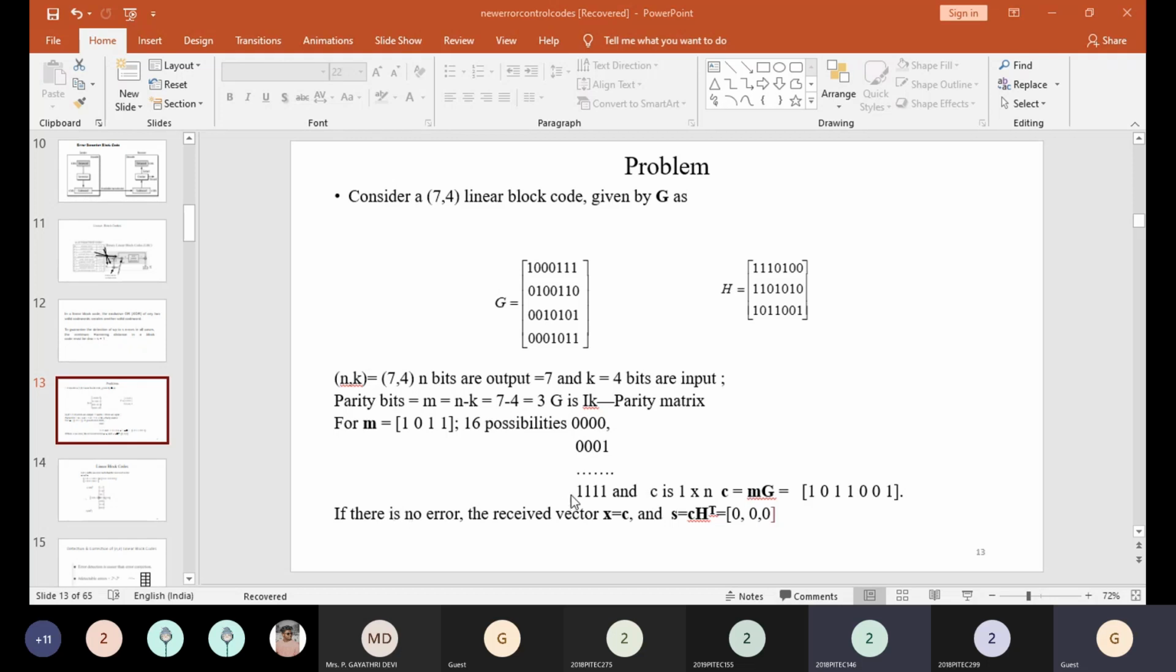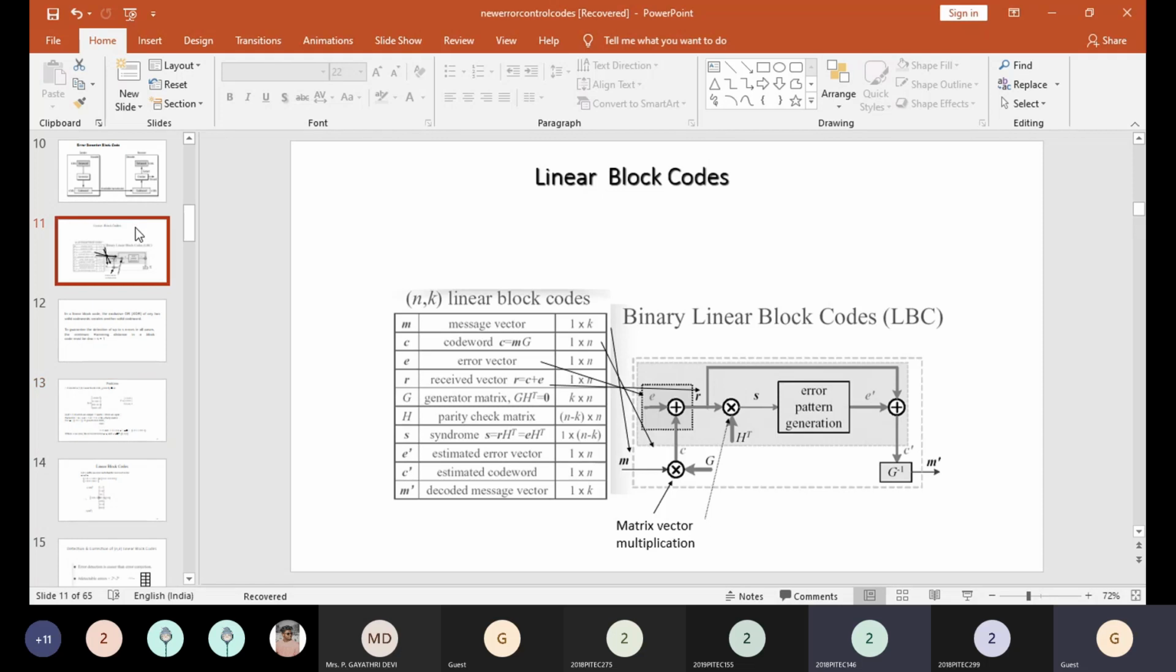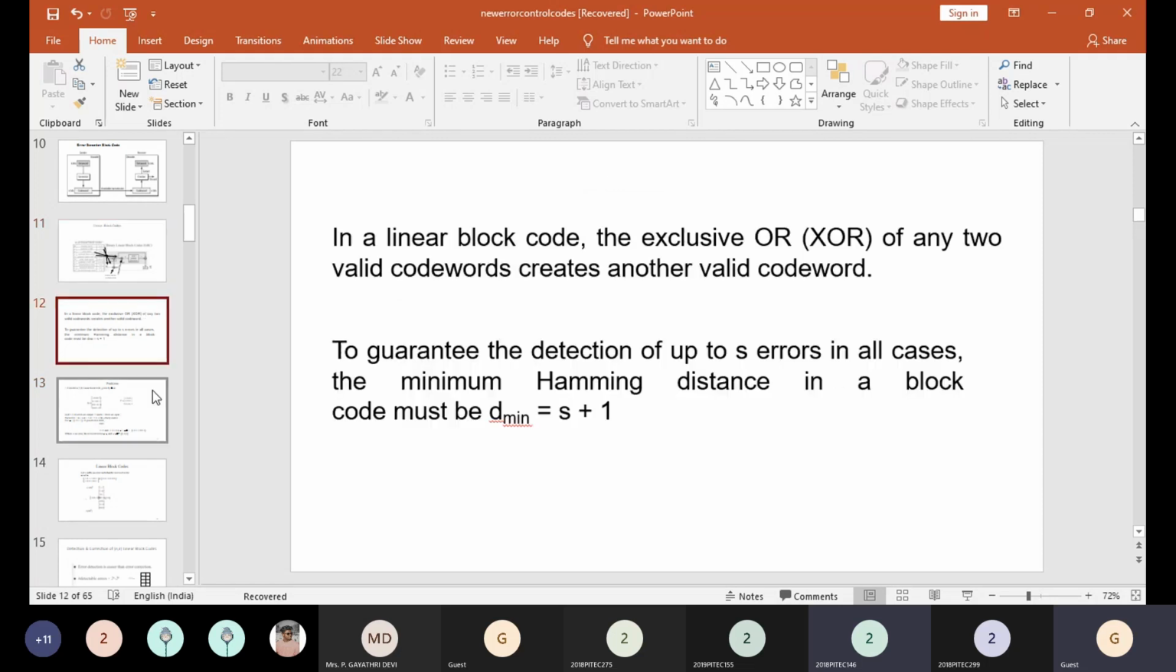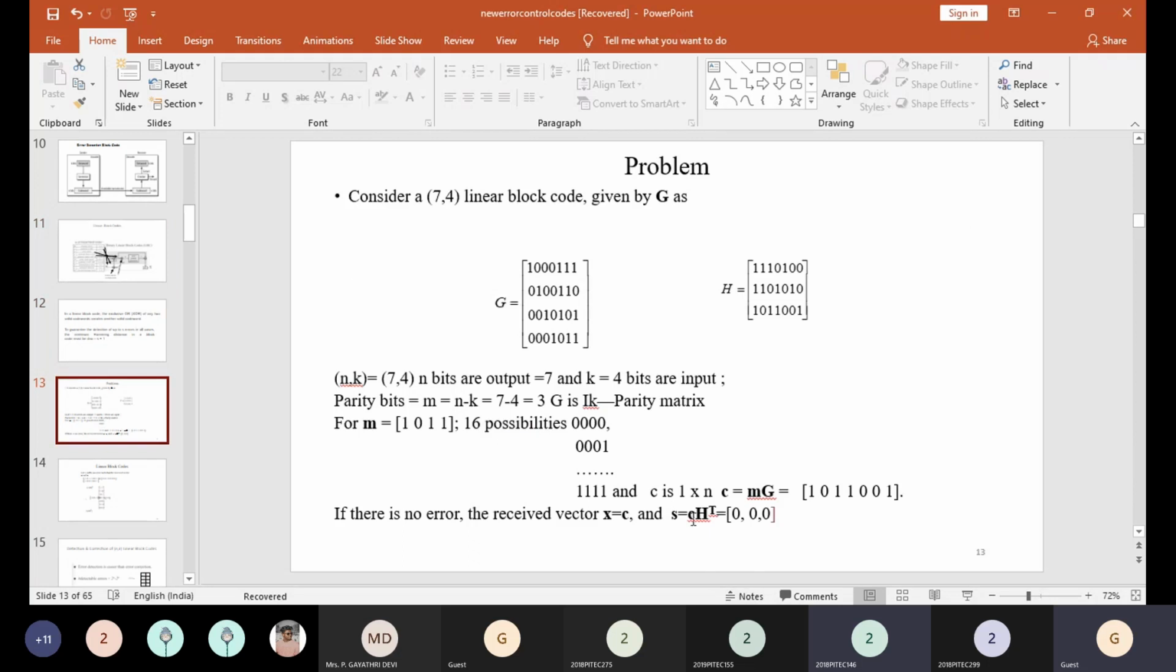If there is no error, then the received code vector x will be equal to c. Then you find the syndrome. Syndrome is r into H transpose, where r is the received code word plus the error pattern.